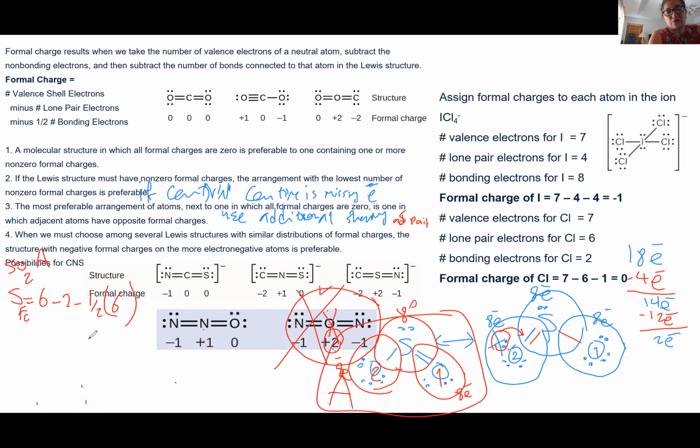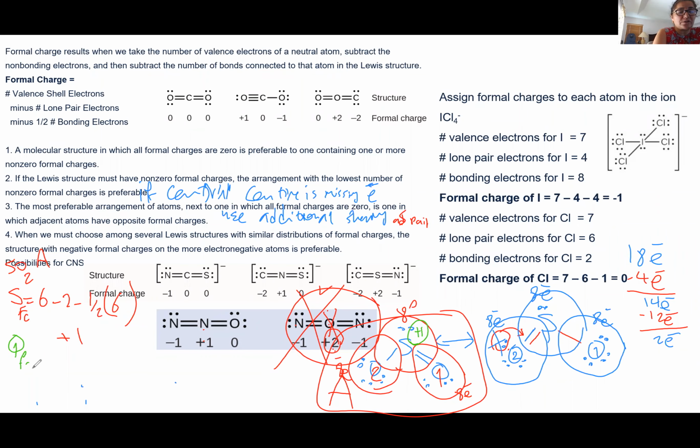So sulfur has 8 electrons, 2 of them unshared and 6 of them shared. If I do this math, 6 minus 2 is 4, minus 3, right? It's going to be a +1. So the formal charge for sulfur is going to be +1. So I have a +1 here. Did I do the math correctly? Yes. Okay.